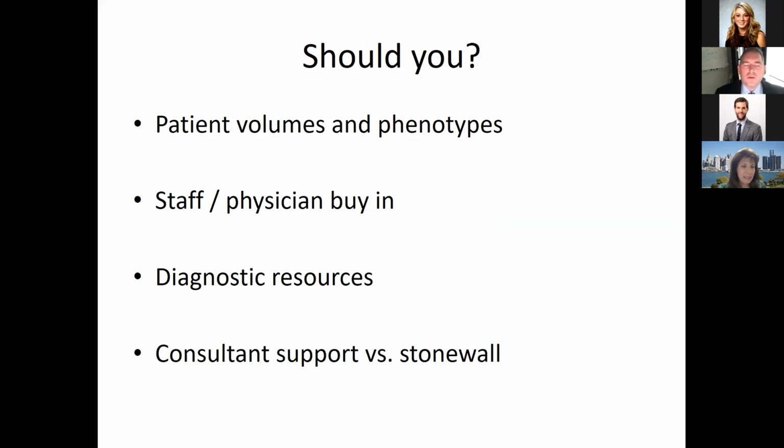So first question with any protocol that you are looking to establish is, should you? You got to see if you have the patient volumes and the right phenotypes for what you're going to do. You got to make sure you have staff and physician buy-in. You need to make sure that you have the availability of diagnostic resources, especially on the weekends. That can be killer sometimes. And then make sure you've got consultant support versus, are they going to be a stonewall if they need to get involved down the road?